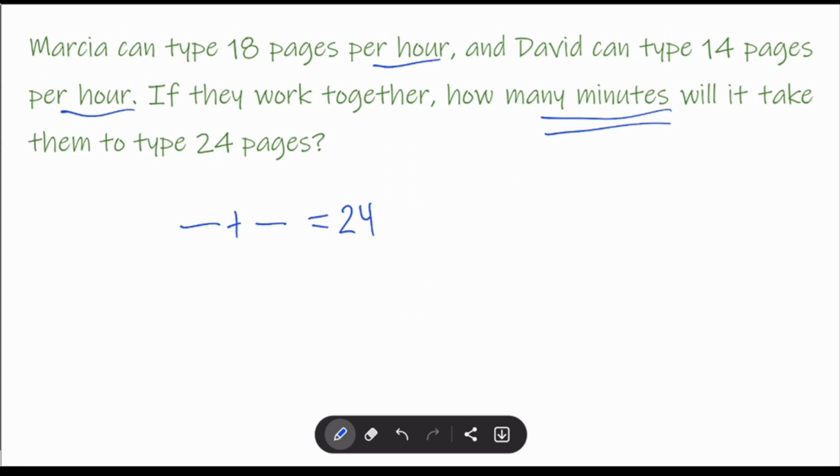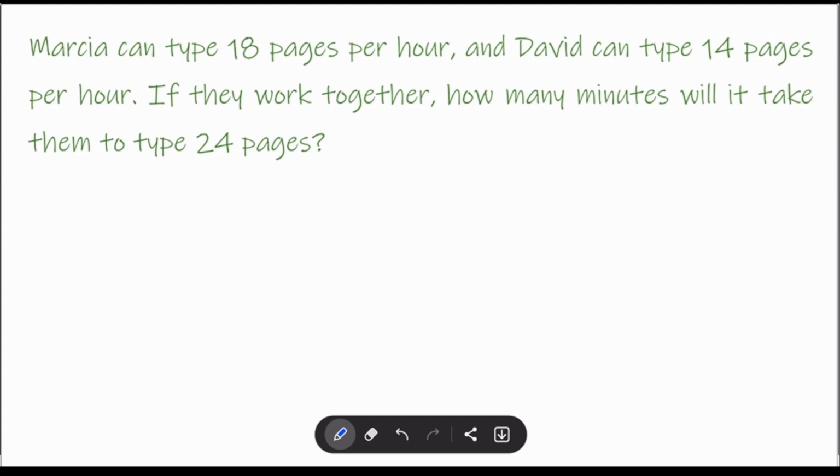Okay. So Marcia can type 18 pages per hour. So in 1 hour, Marcia can type 18. And how long if they do it together? Oh, wrong.